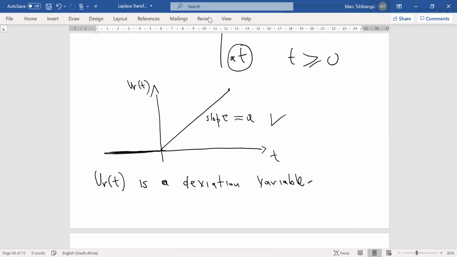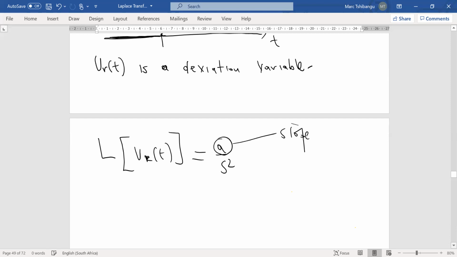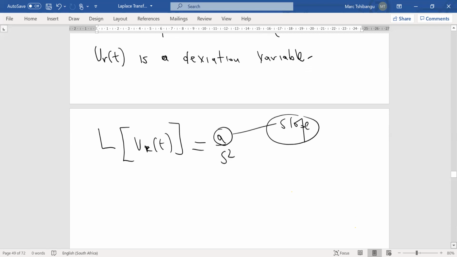Right, and the Laplace transform of the ramp function is equal to a over s squared, where a is the slope. Be careful. So if the slope is 10, then that's going to be 10. We also have other functions. For example, the rectangular pulse function. We're not going to look at it, but it looks like this.